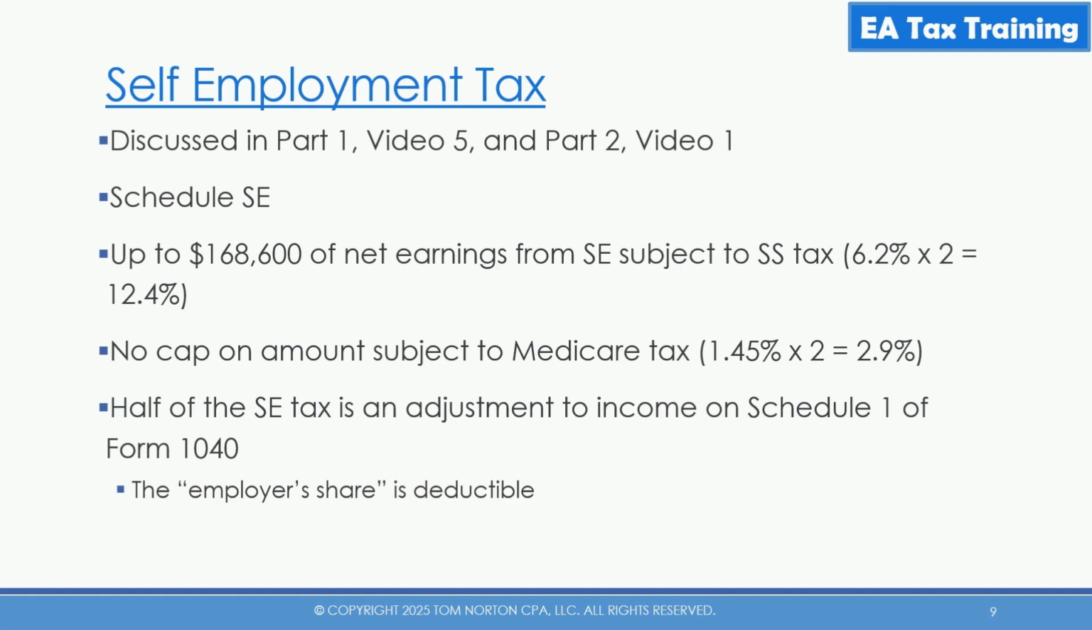If you've got earnings above that amount, then you do not have to pay that 12.4% on those amounts. However, for the Medicare portion, the 2.9% of the self-employment tax, there is no cap on that. So you pay the 2.9% on all of your earnings from self-employment. And remember, half of the self-employment tax is deductible as an adjustment to income on Schedule 1 of the Form 1040. That is comparable to the employer's share of Social Security and Medicare if you had an employee.